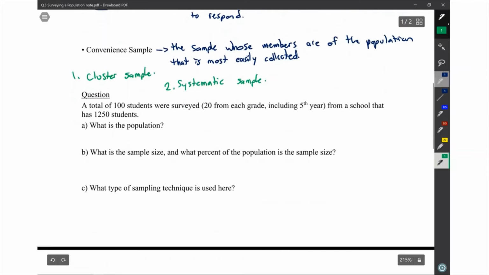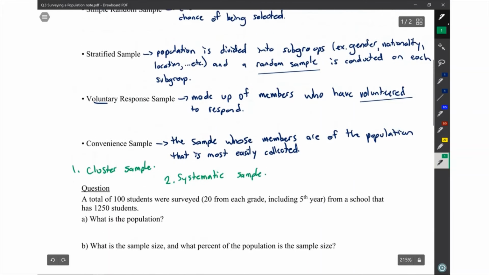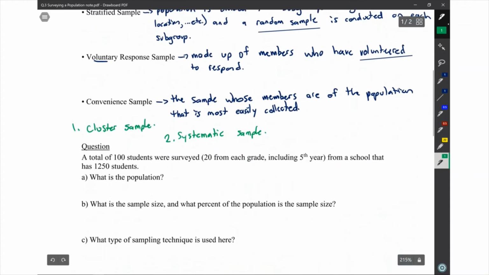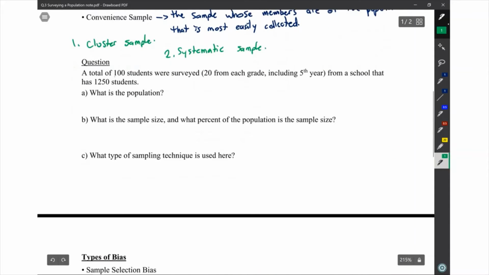Now we'll move on into our questions about sampling, just to go over a little bit of our terminology here. A total of 100 students are surveyed, 20 from each grade, including the 5th year, from a school that has 1,250 students. So what is the population?